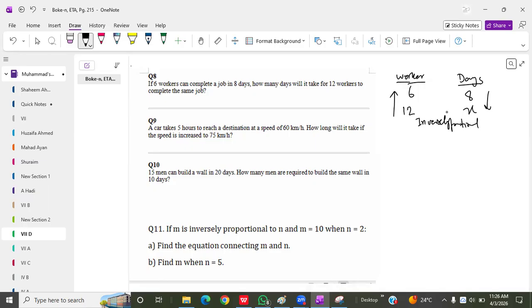Okay, so for inversely proportional we do parallel multiplication. So x times 12 is equal to 6 times 8, and x will equal 6 multiplied by 8 divided by 12. 12 will go to the right hand side, in the denominator. Now we cancel it. 4 3s are 12, 4 2s are 8, 3 1 is 3, 3 2s are 6. So x equals 2 2s are 4. It means that 12 workers can do this job in 4 days.